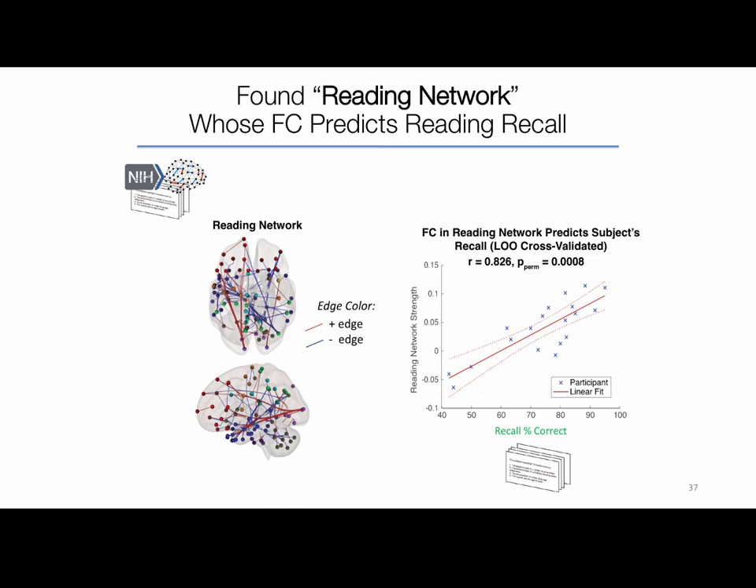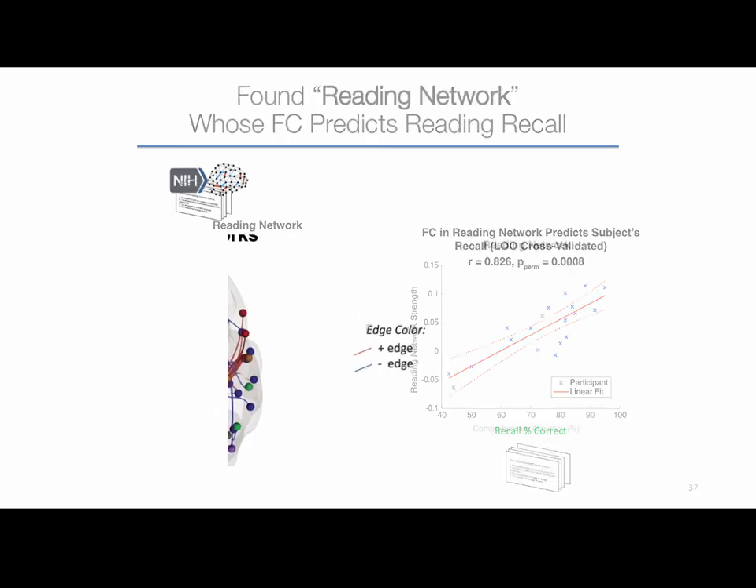But using this method, we found that there are a number of edges with stronger or weaker connectivity in good reading recall performers. And that by using these edges, we can get a pretty strong correlation between brain and behavior. It's important to point out that this is leave-one-out cross-validation, and that gives us a bit of a boost, but we can use permutation tests to get a decent idea of just how unusually good this performance is.